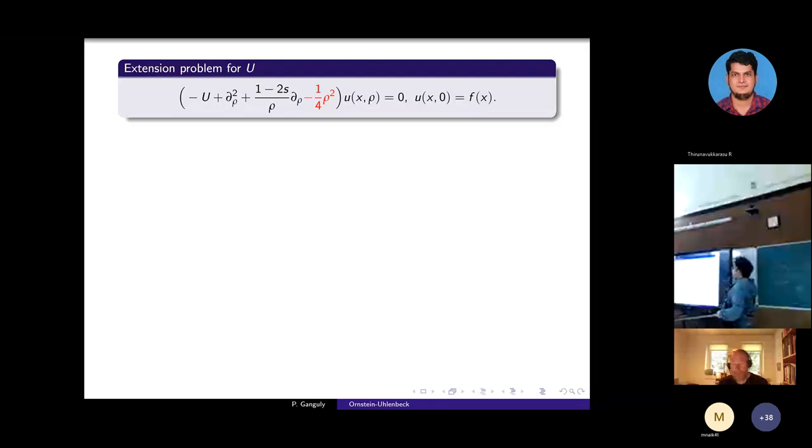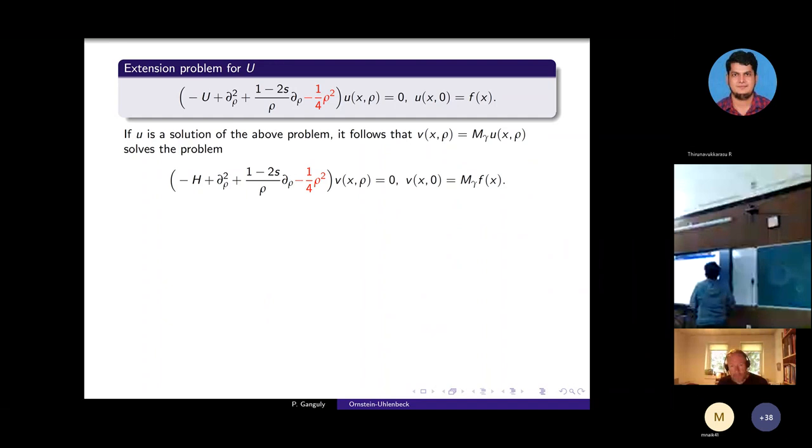Using the connection between U and our Hermite operator H, one can show that if U solves the above equation, then V(x, rho), which is defined by applying M_gamma to U(x, rho), that is, you multiply with gamma(x) to the power half, will solve this kind of extension problem for the Hermite operator. So with these connections, whatever result I'm going to state for the Ornstein-Uhlenbeck operator can be proved in the setting of the Hermite operator. I have already shown that the Hermite operator is connected to the sub-Laplacian on the Heisenberg group.